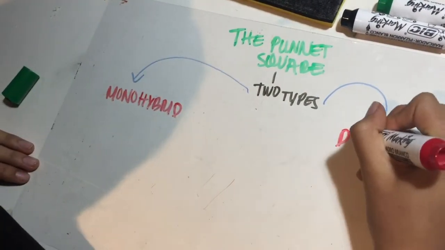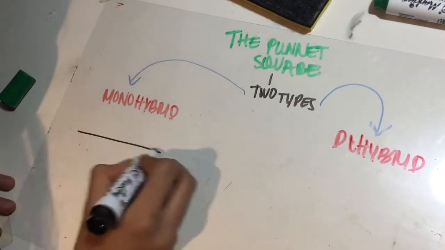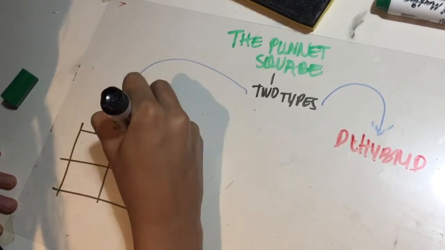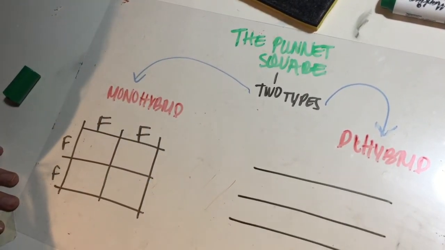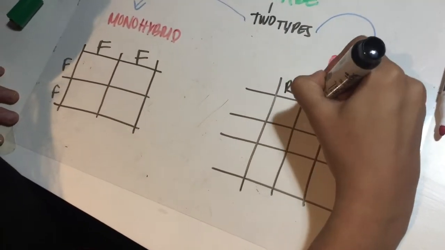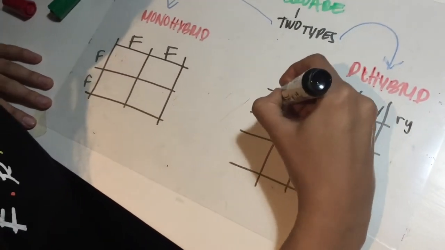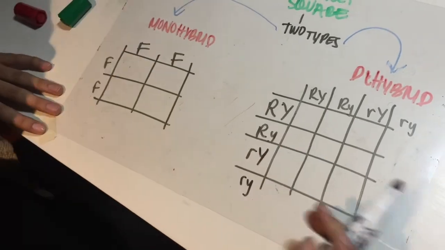There are two types of Punnett square. One of them is monohybrid. It represents just one characteristic. And the other is dihybrid. It can represent more than one characteristic.